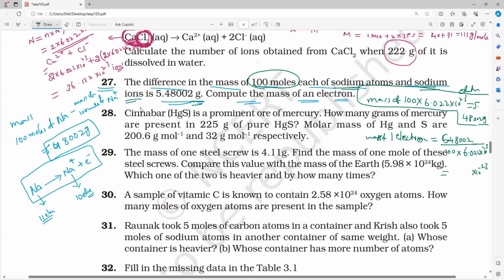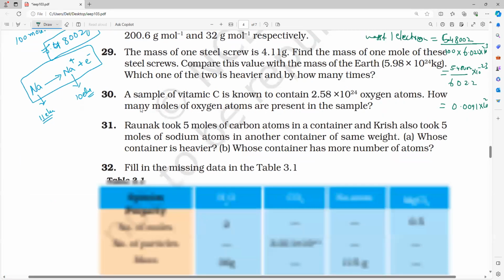100 into 6.022, I will multiply this first, which turns into 602.2. So 5.48002 divided by 602. Do normal division and later we'll put the decimals. If you have solved this one, you will get the answer: 0.0091 into 10 power 23.